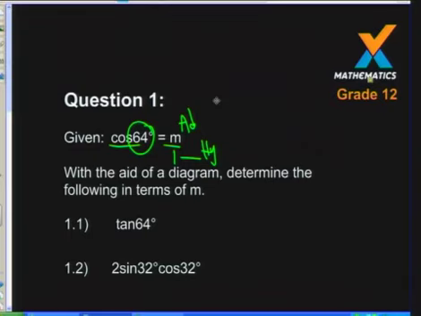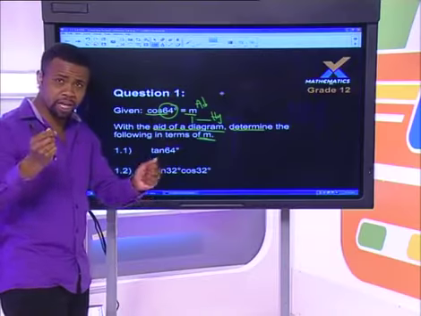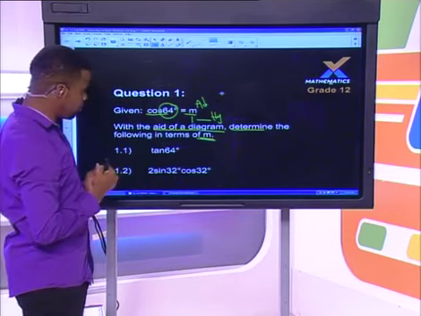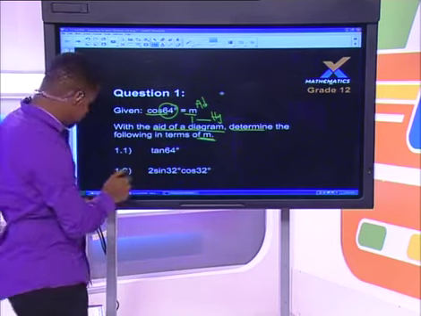Okay, guys. Let's look at what we have here. With the aid of the diagram, determine the following in terms of m. The aid of a diagram is very important. You have to draw the diagram. With the aid of the diagram, determine the following in terms of m. Very important.